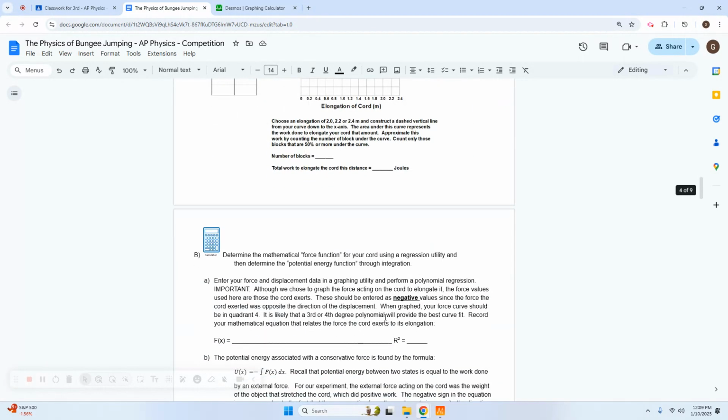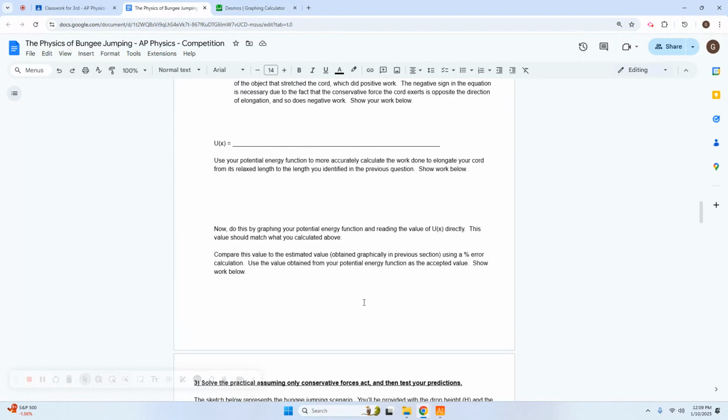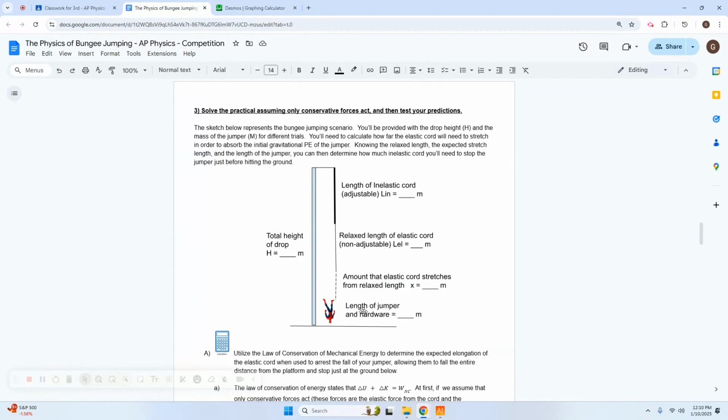Then you did this part here where you did some integration and determined that you were probably pretty close, as long as you did a good graph, that you were able to get your energy in that cord fairly accurately, even without the role of calculus. But nonetheless, you've gotten through that. You had to solve the practical.